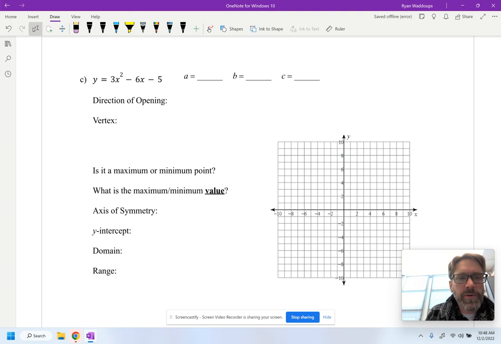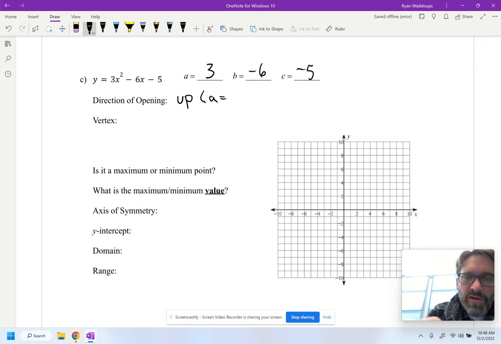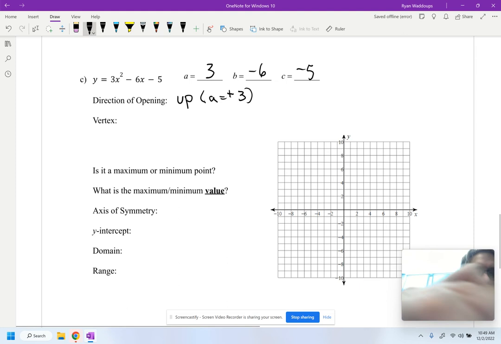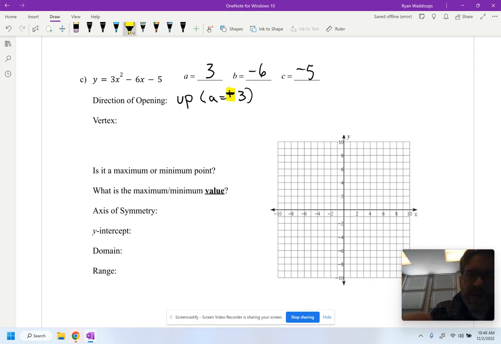This one's a little bit easier. It's already in standard form. There's nothing missing. We've got the 3 terms. So A is 3, B is -6, and C is -5. Direction of opening, A is positive. So it's going to open up. It's going to open up because A equals 3, and 3 is positive, it opens up. If it was negative, it would open down, but it is positive.